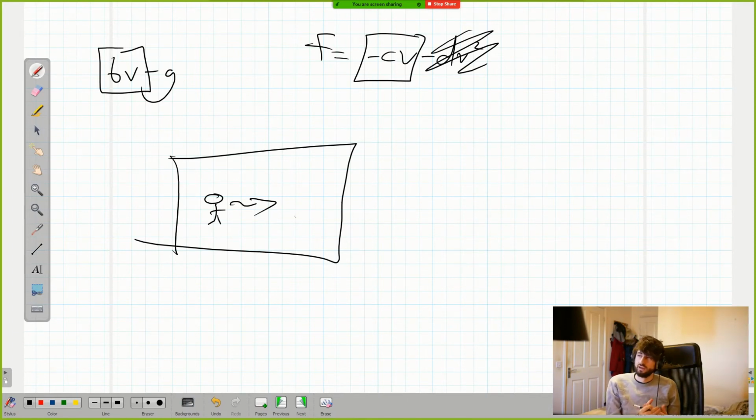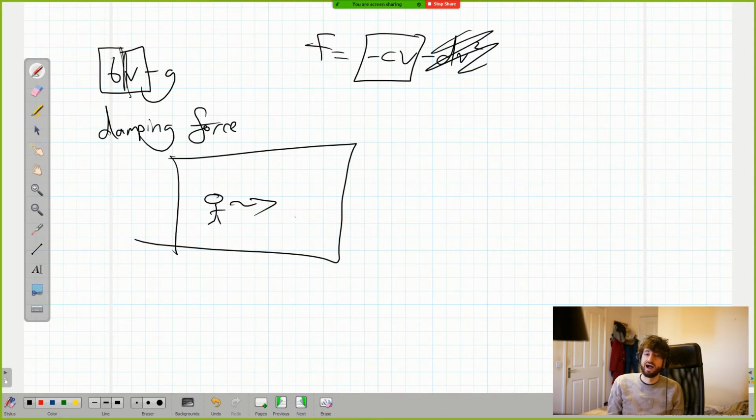And in fact, this is known as a damping force. Actually, that's why I chose b. We'll come back to this when we go to springs. But it's not actually drag. It's not how drag works in real life. But this is just what we do in video games.